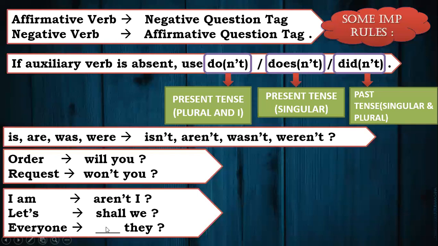Have they, has she, have you, am I, aren't I? So it all depends on the subject that we are using, that is the pronoun that we are using, and in the question tag we put the verb accordingly. So with this, we are done with the question tag and its rules.